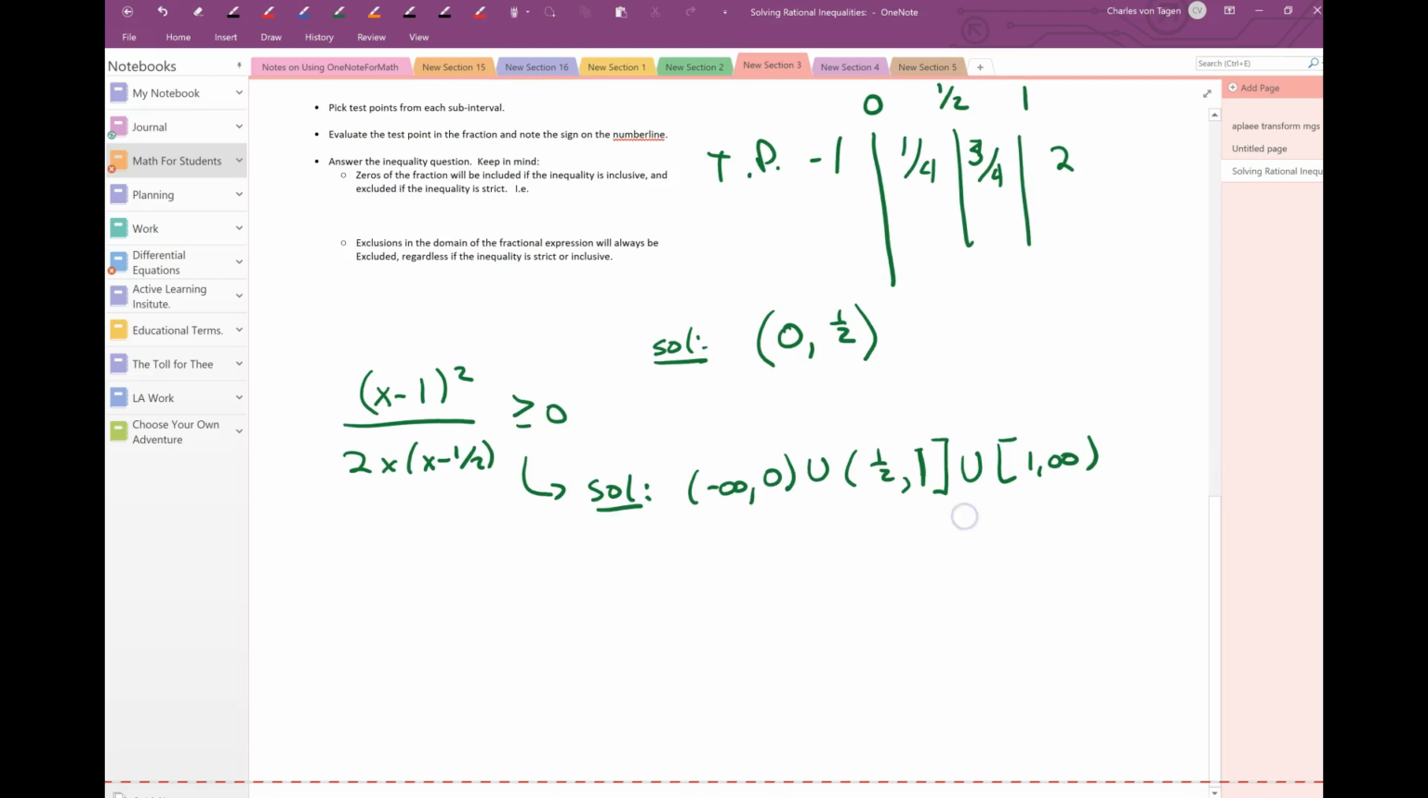Of course, we can go ahead and combine these two intervals into a single interval, so I'll do that now. This goes from -infinity to 0, unioned with 1/2 to infinity for our final solution set.